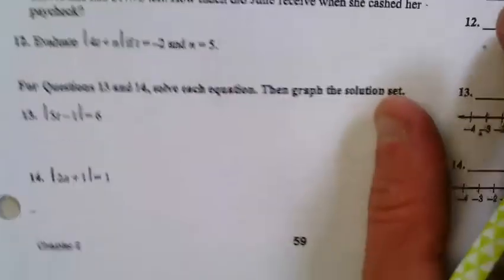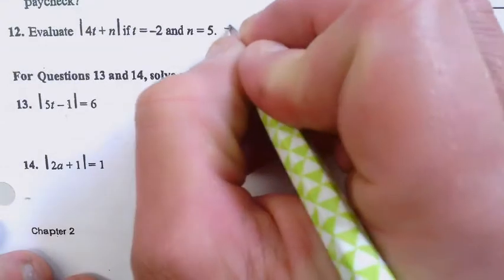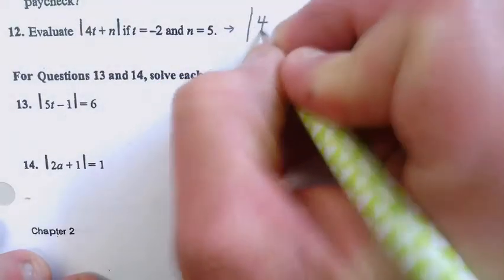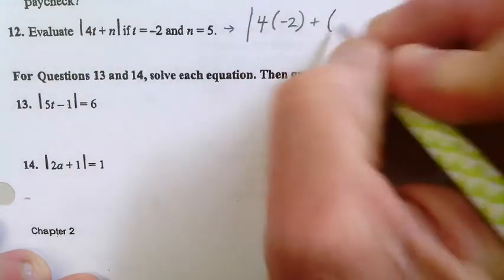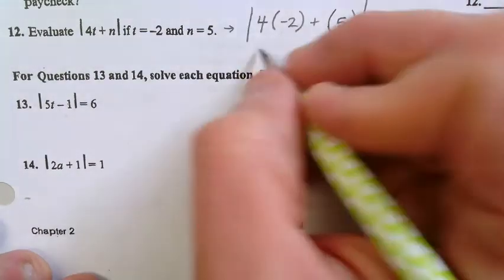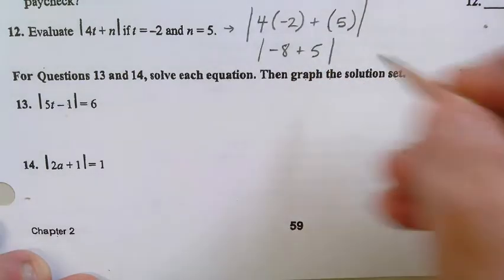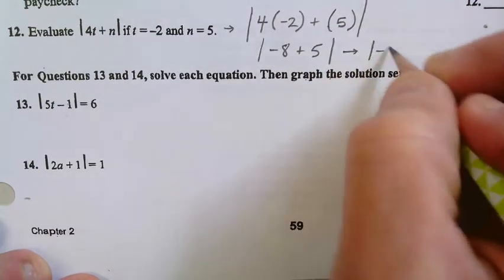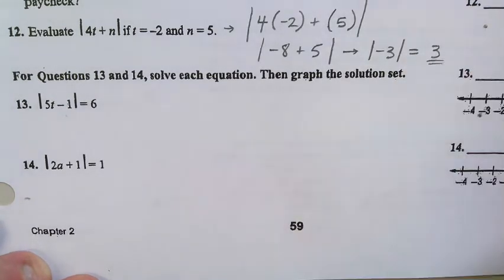The next one, we're going to be evaluating this expression here. When I plug these in, remember you put parentheses around everything, so 4 times parentheses negative 2, plus parentheses 5. Okay, so 4 times negative 2 is negative 8. Negative 8 plus 5 is negative 3. And the absolute value of negative 3 is just positive 3. Okay? So we got our answer there, positive 3.